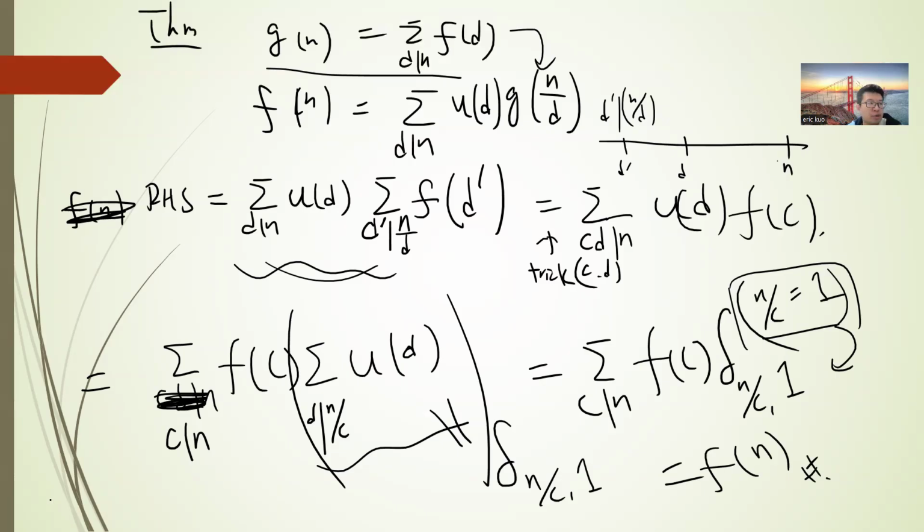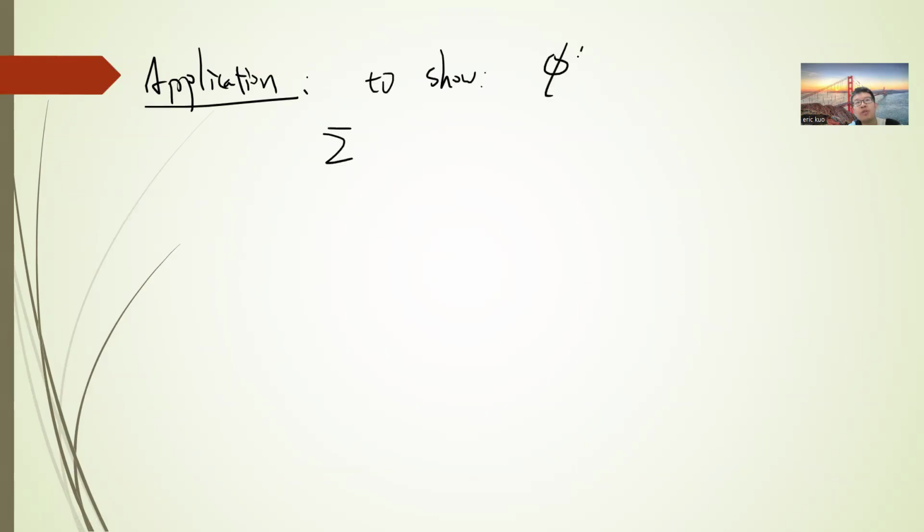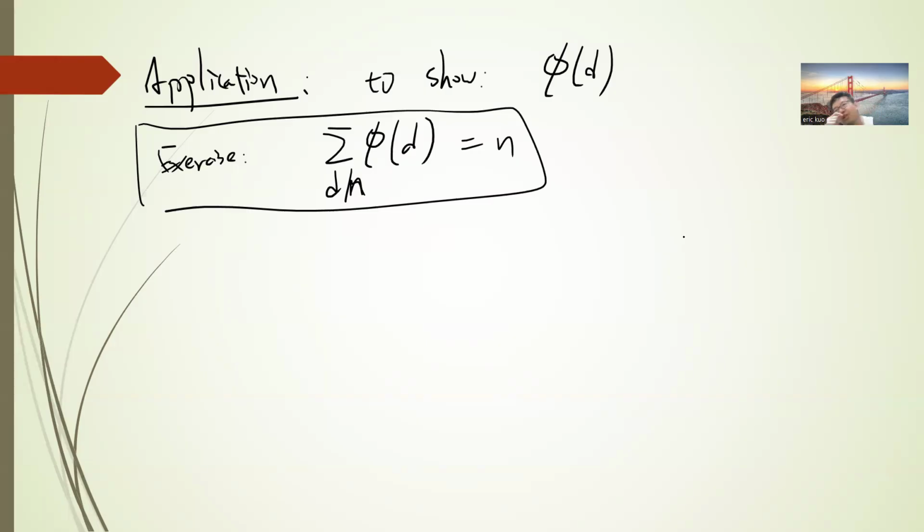Okay, so one important application, which is a little bit non-trivial, is to show that if you take the Euler phi function, then you should be able to prove this: if you take the sum over d dividing n of phi of d, this should be n. Okay, so I leave this as an exercise. The proof is a little bit involved, you need some time, but probably it's not so difficult. Okay, see you guys in the next video.